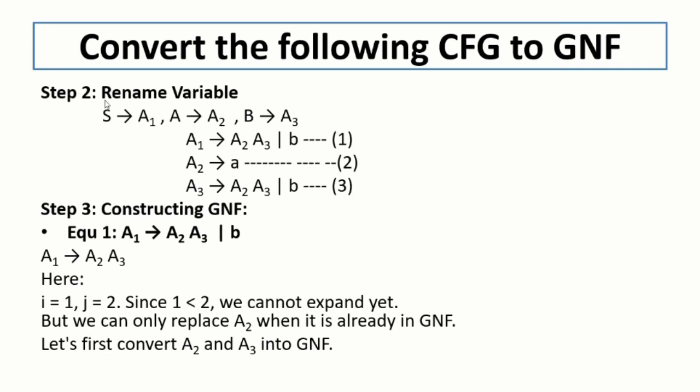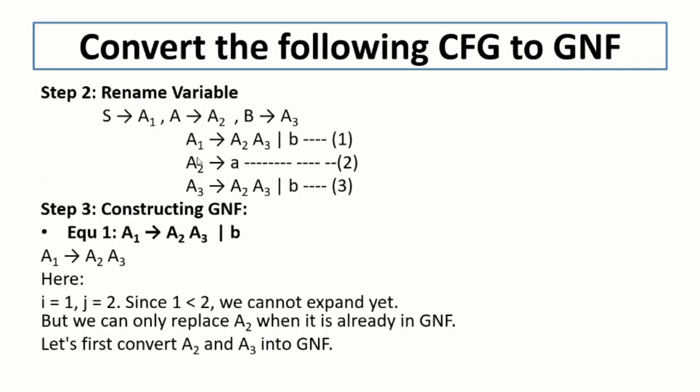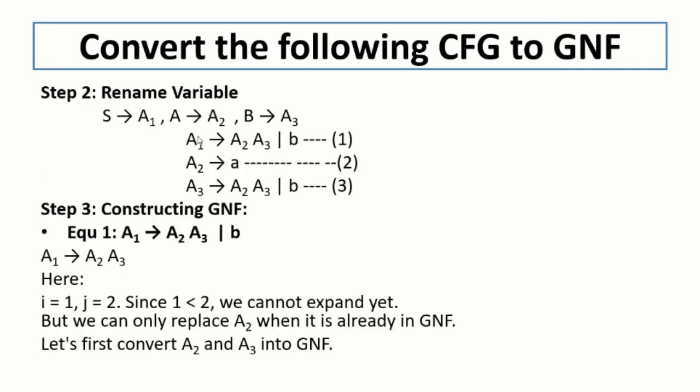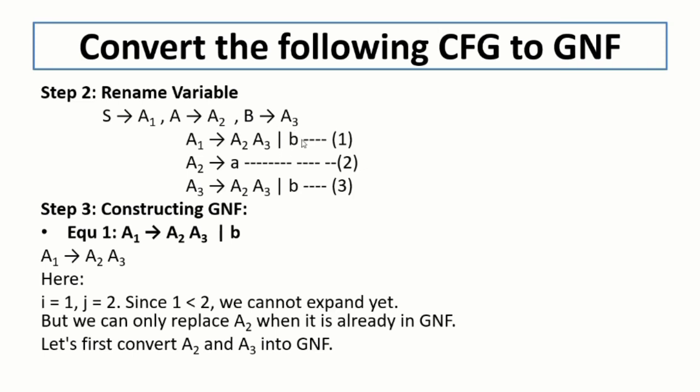Coming to the second step, rename the variables as A1, A2, A3 with the symbols S, A, B. Then apply the renaming to the rules. A1 is assigned to the variable S, A2 is assigned to the variable A, and A3 is assigned to the variable B. Then rewrite the productions by replacing S: A1 tends to, instead of AB, substitute A2 A3, and the remaining production is small b. Here you write small b.